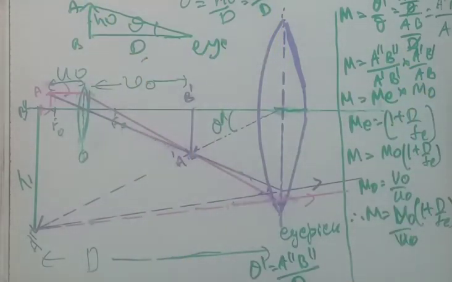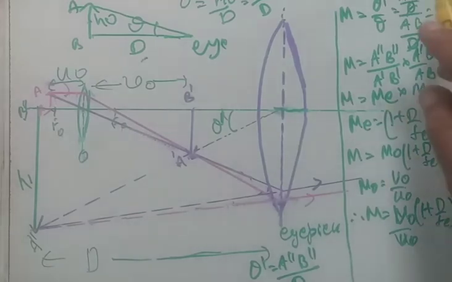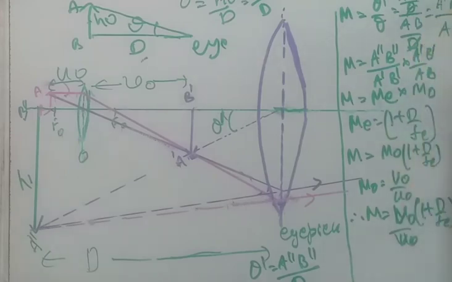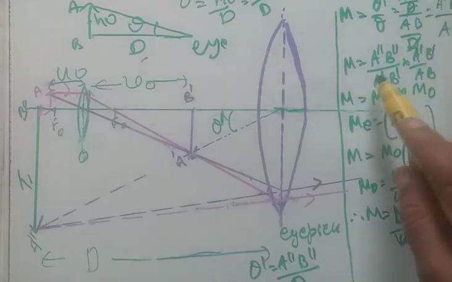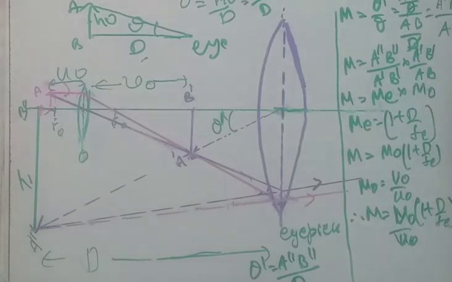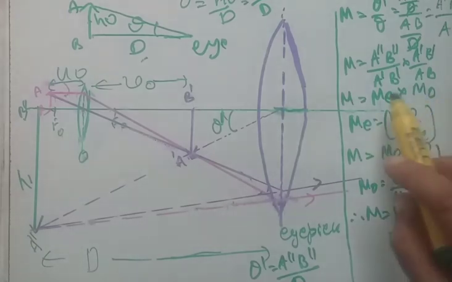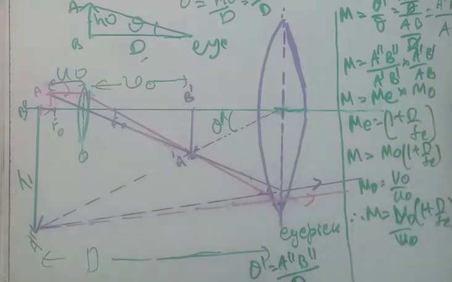Now from the definition of magnifying power, M equals theta dash by theta, which is A double dash B double dash by D, into AB by D. Rearranging the terms by multiplying and dividing by A dash B dash, we get A double dash B double dash by A dash B dash into A dash B dash by AB.